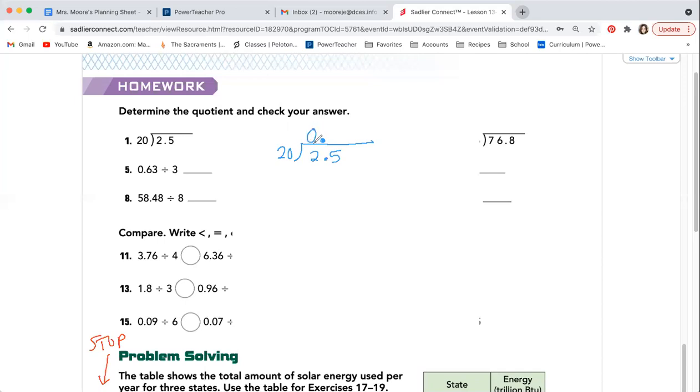It doesn't, right? 0 times. So 0 times 20, 0. And that leaves me with 2. Pull down the next piece of the dividend. How many times does 20 go into 25? Once, right? But look at this. When I subtract, I have a remainder. We're not going to stop until we have a 0 remainder. So how do I keep going?